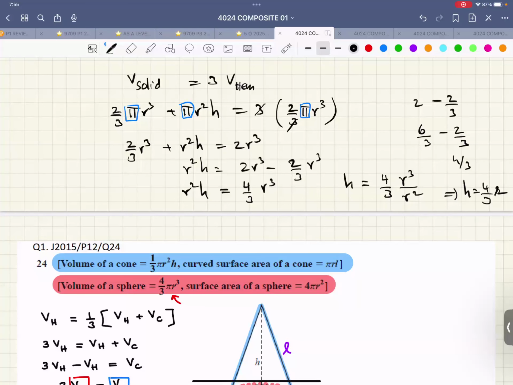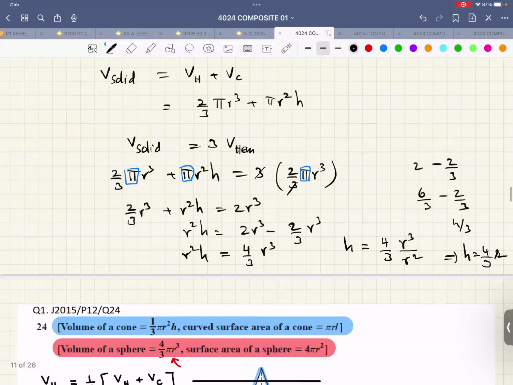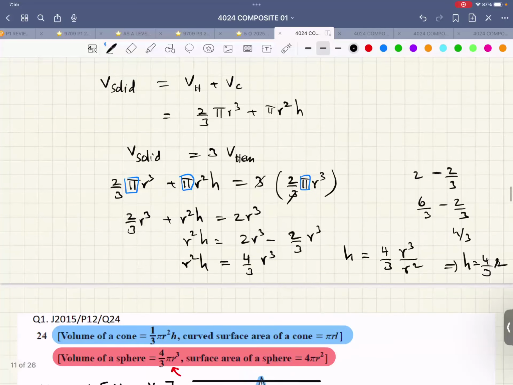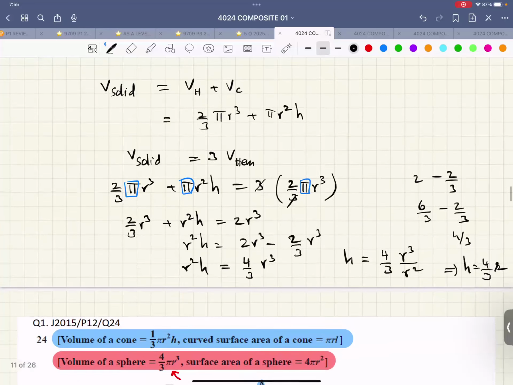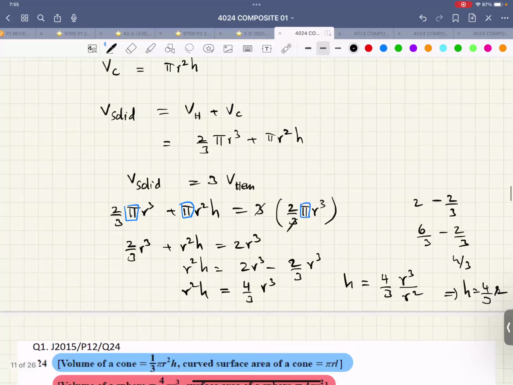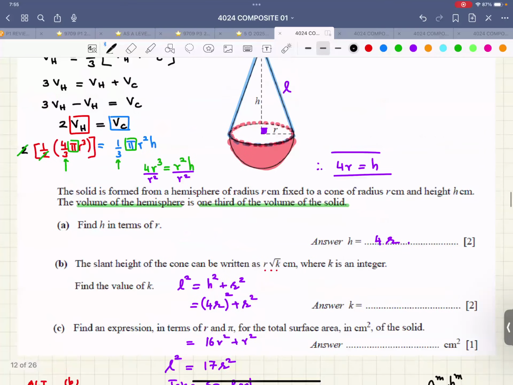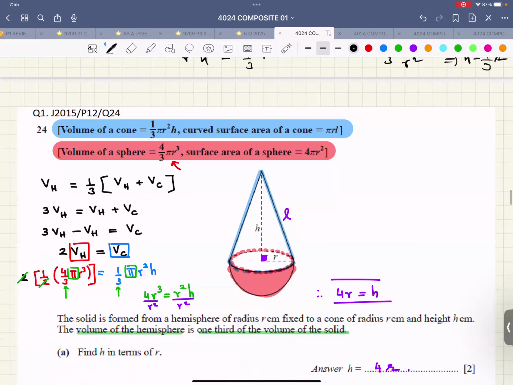Did I miss out anything? That is 2/3. This is 3 times volume of hemisphere, 3 times this. This is 2/3. That is volume of solid, pi r square h. Okay. And I think I missed out something.